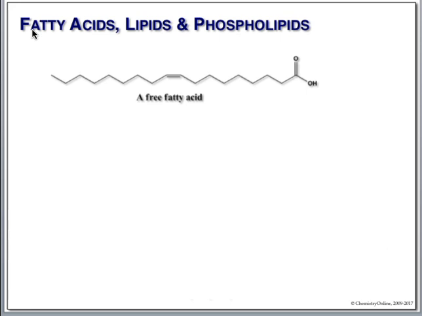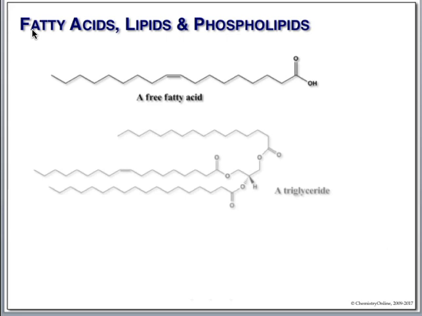I'm sure you've heard of that. Trans fatty acids are bad because your body doesn't know how to eat them. They eat only cis. So this is a fatty acid, a long chain of carbons and a carboxylic acid on the end. We hook three of them together with a trialkyl, we make esters, and we get something like this, called a triglyceride. This is your common fat.